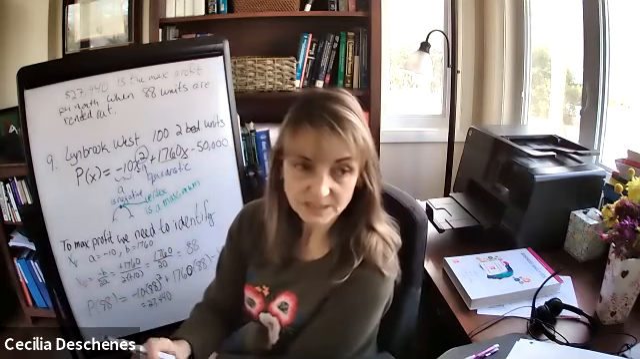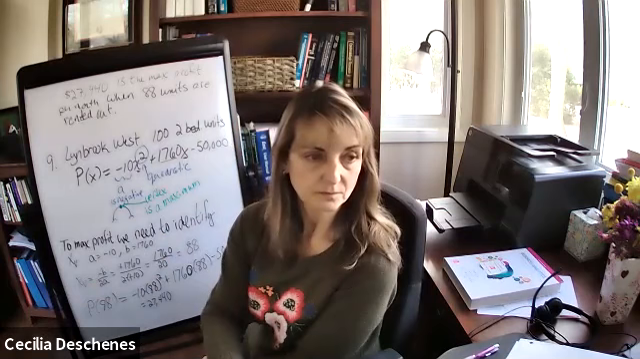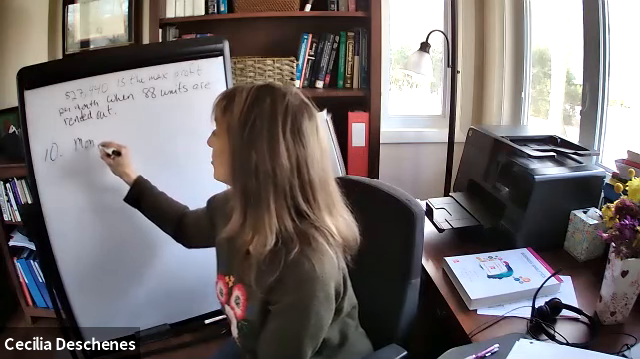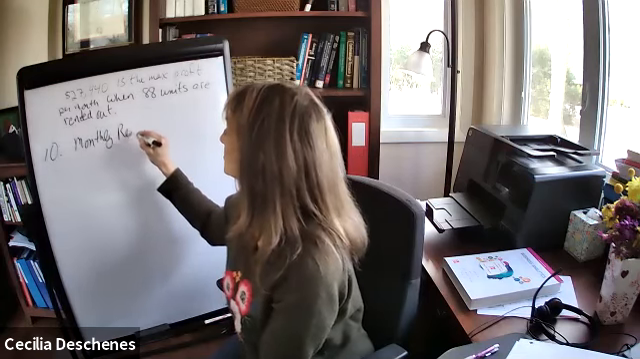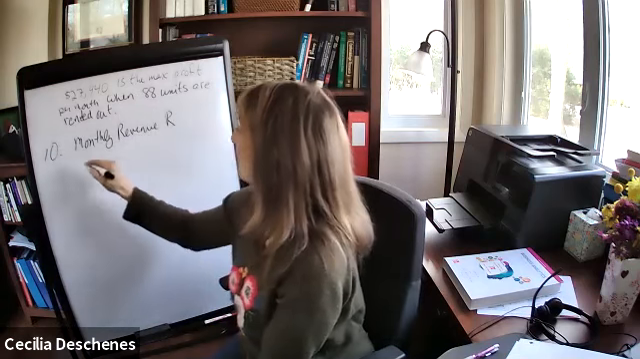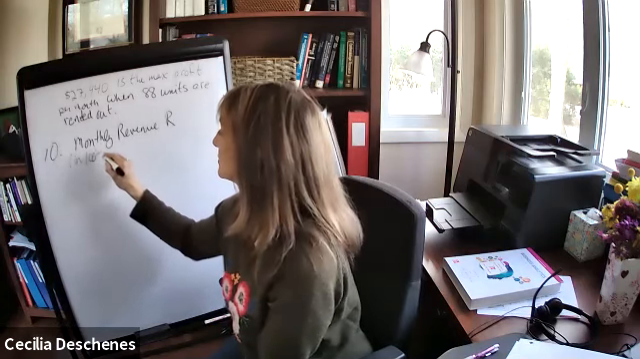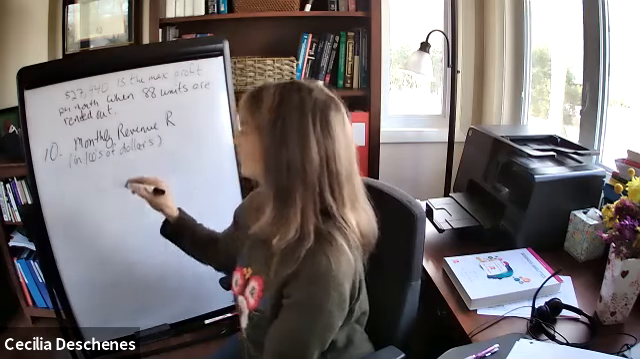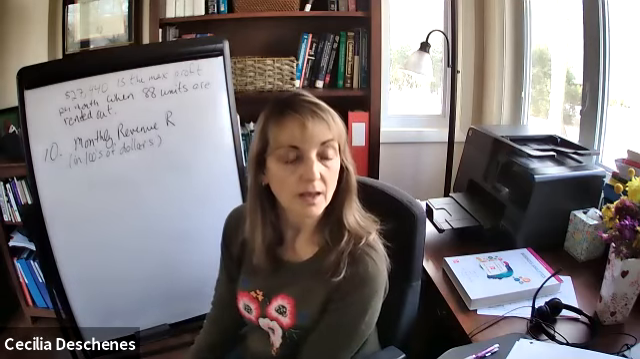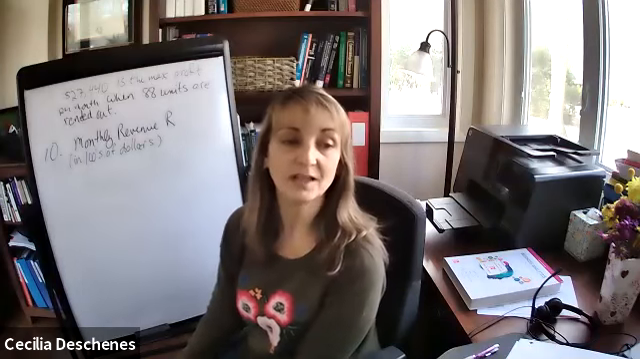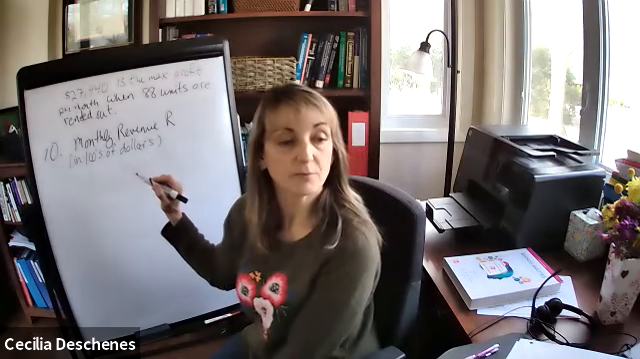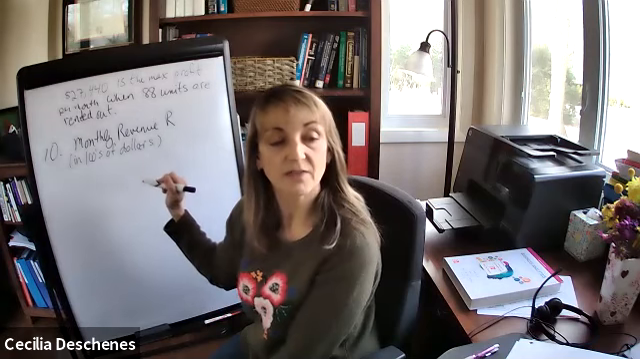Okay, so now let's go on to problem number 10. Problem number 10 says the monthly revenue R, in hundreds of dollars, realized in the sale of the Royal Electric shavers. So we're talking about a company that sells shavers, is related to the unit price P in dollars by the equation.